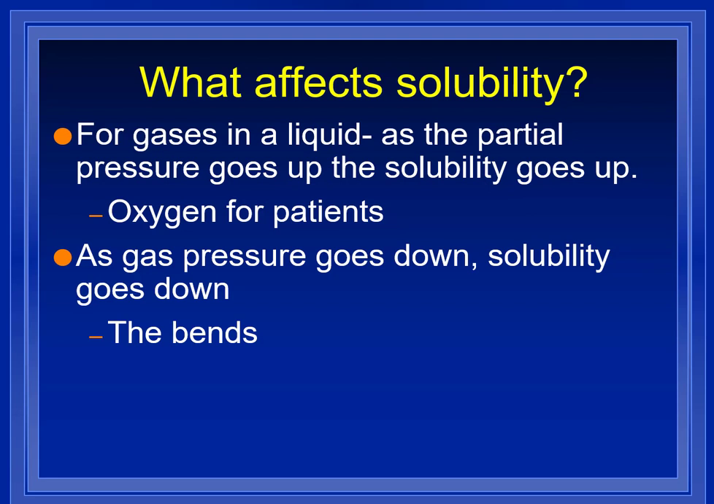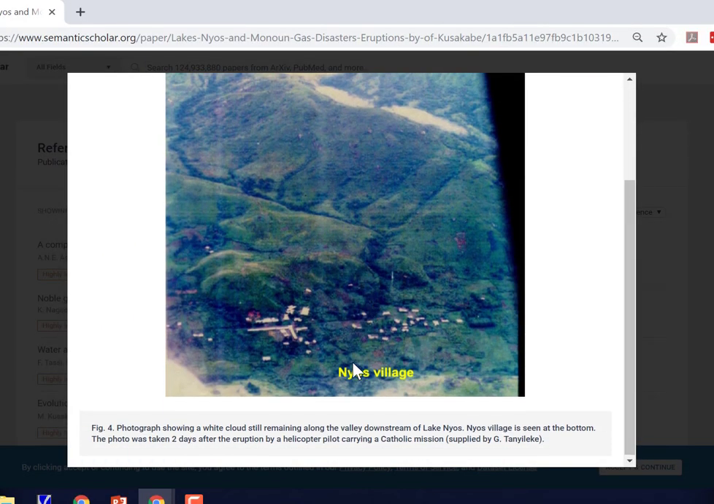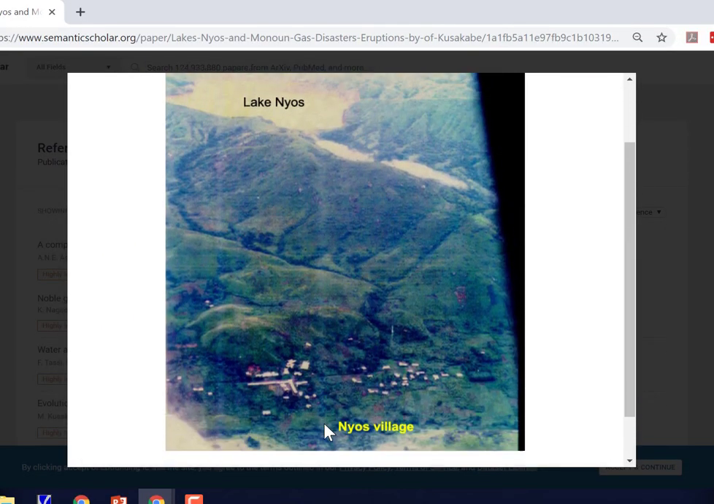On a bigger scale, I need to tell you a story about a lovely lake in Cameroon. It's called Lake Nyos. It's a lake in the top of a volcano. The crater of a volcano got filled up with water. And right next to Lake Nyos is a little fishing village, Nyos Village. So there's the lake, and there's the village. That's no good. Well, somebody came.